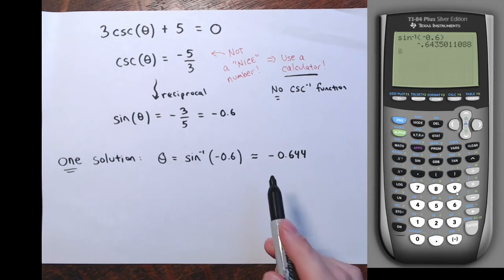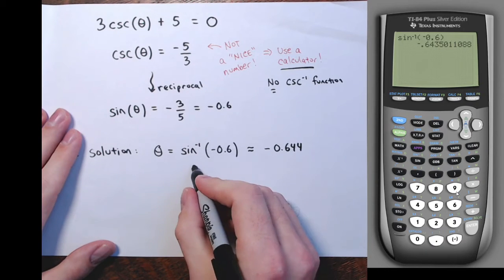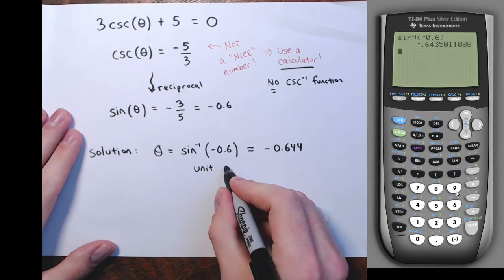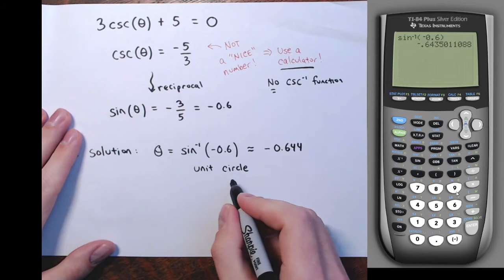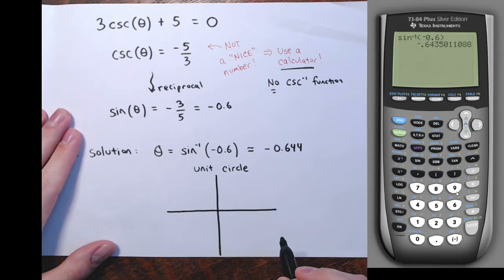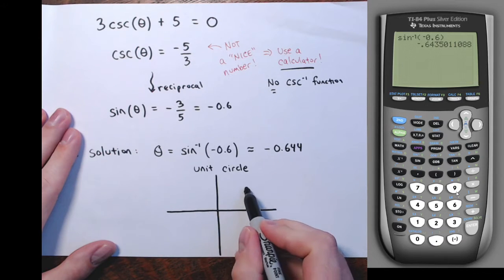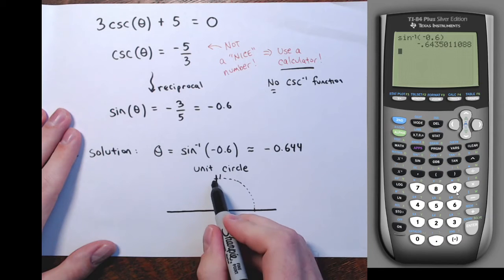And I'll draw this along with a unit circle. A very tiny one, but remember, unit circle is just a circle with a radius of 1 centered at the origin.